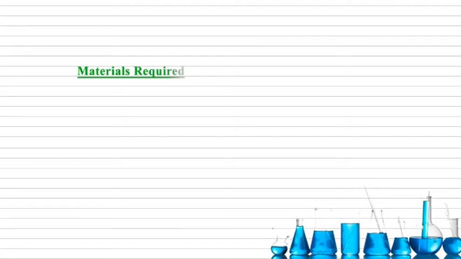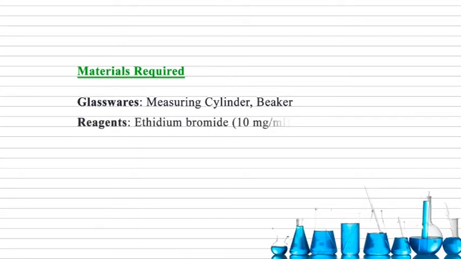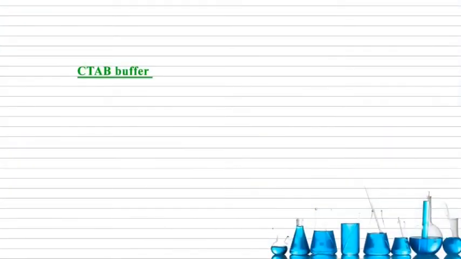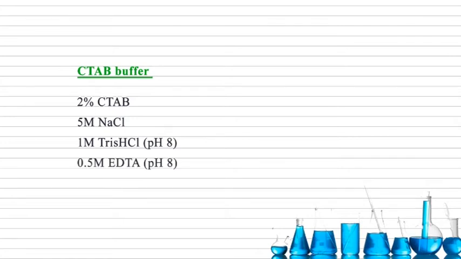Next, let us see the materials required for the experimentation. First, the glassware is required. It includes measuring cylinders and beakers. Next are the reagents. First is the ethidium bromide in 10 mg per ml concentration. Next is the CTAB buffer, which contains 2% CTAB, 5 molar sodium chloride, 1 molar Tris-HCl at pH 8, 0.5 molar EDTA at pH 8.